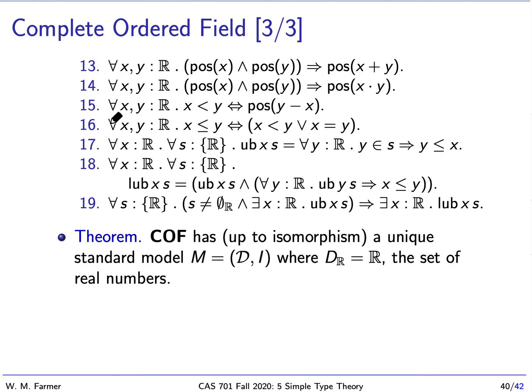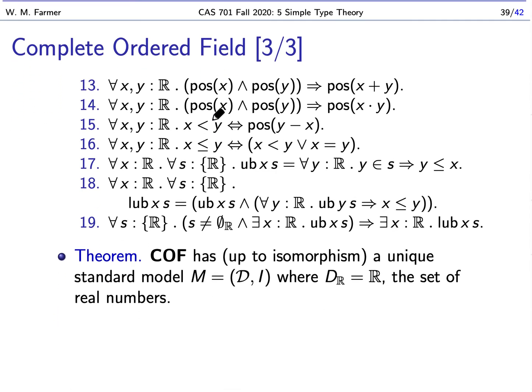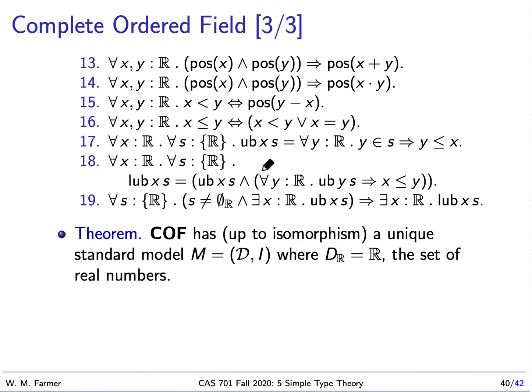And 15, I said 12 defines positive. It just breaks up the real numbers into 3 groups. 15 says what less than or equal means. So x is less than or equal to y means that y minus x is positive. No, actually, what I said isn't quite right. What I should have said is we can define x is less than or equal to y in terms of positivity. And we can define x is less than or equal to y in the natural way.